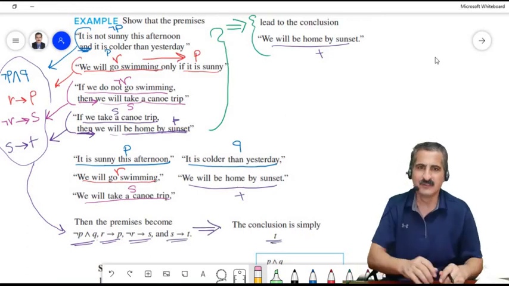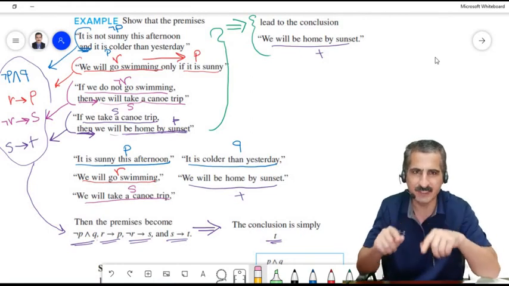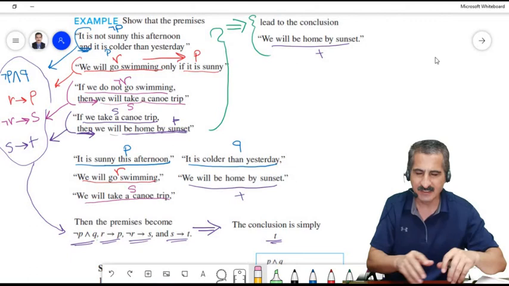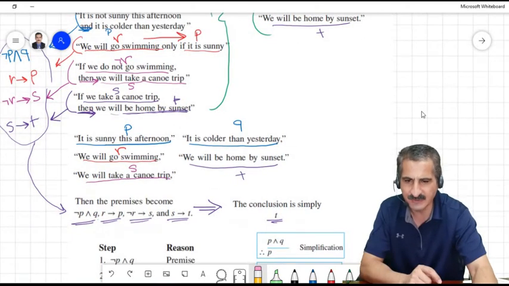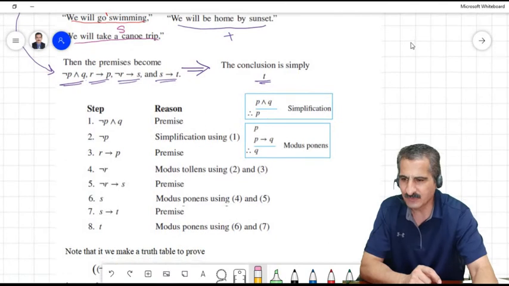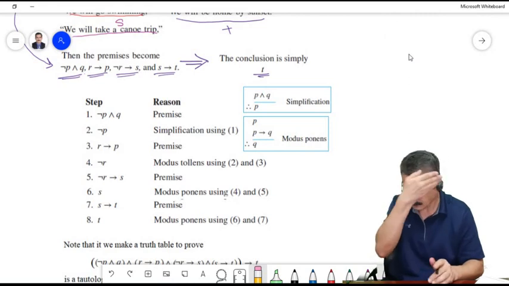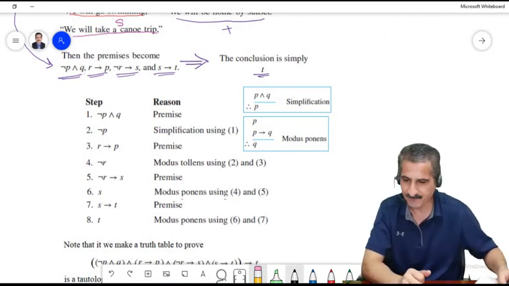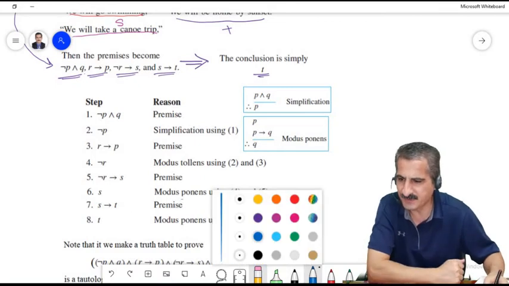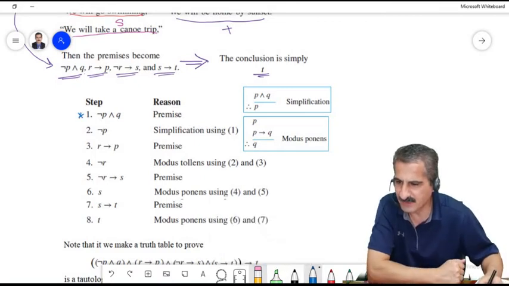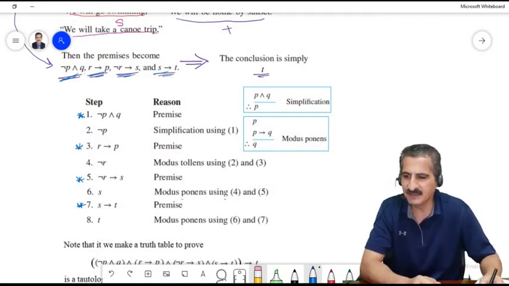Okay, good. So we will join all these by an and, and then we will prove that all of these together lead us to T. To do that, we will use rules of inferences. Now we start with the premises, marked with a star, meaning something we already have. Now we start with not P and Q.